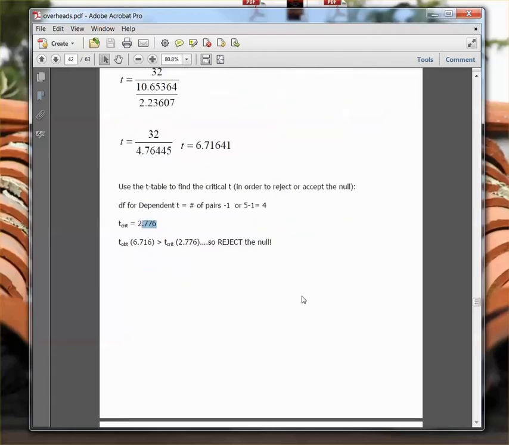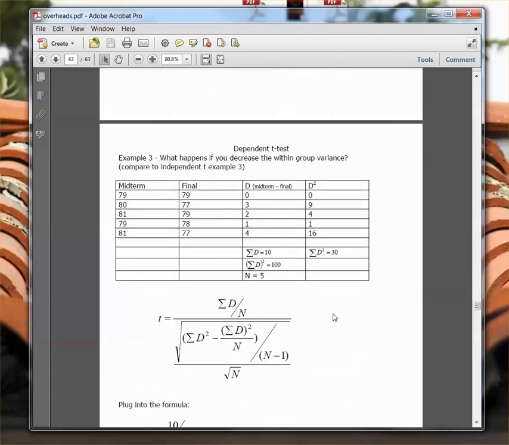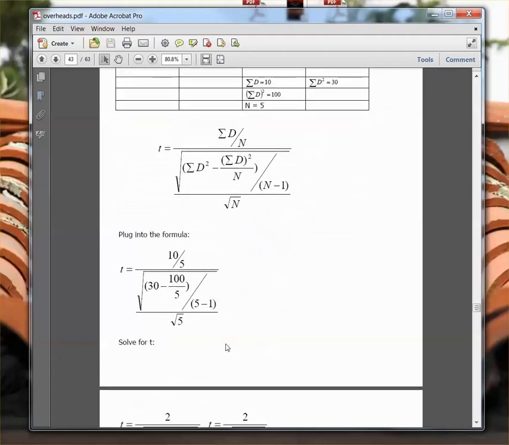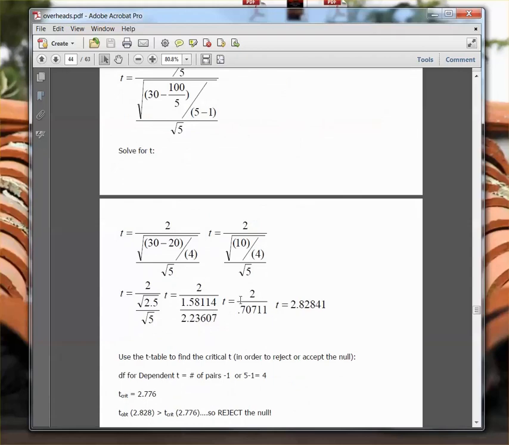Let's do the same thing by decreasing the within group variance. This is the same data that we used in our independent t-test example. So the between group variability is the same as our first example, but there is much smaller variability within the groups. Here's your D value, right? Plug them into the formula. Now notice that the numerator is the same, but the denominator is really, really tiny here.